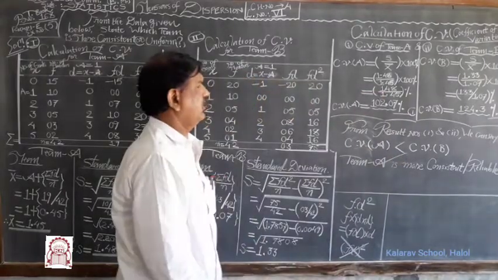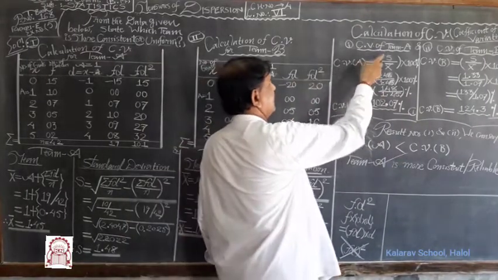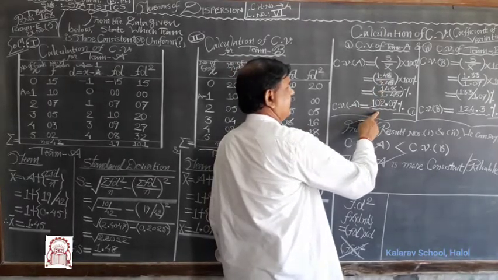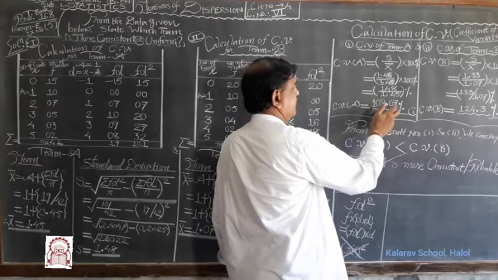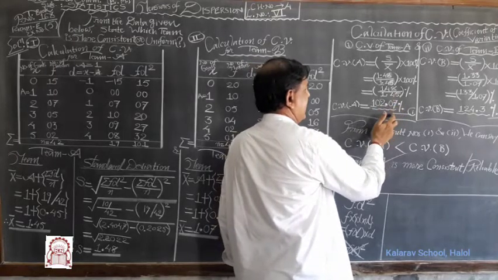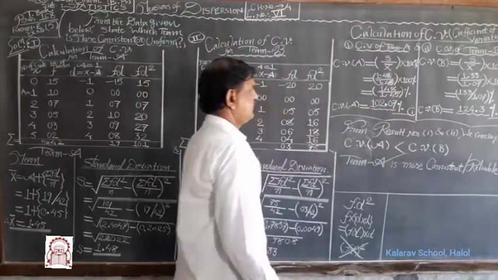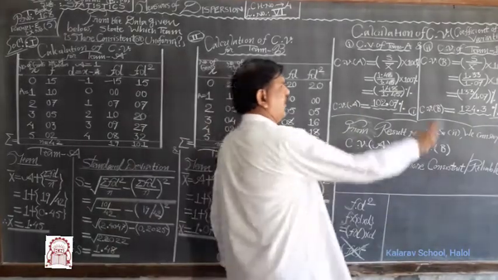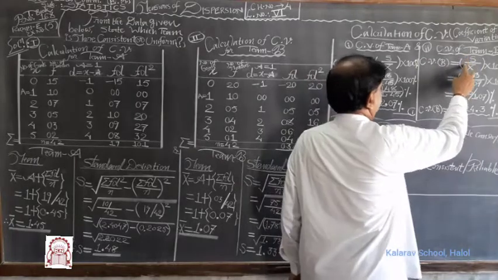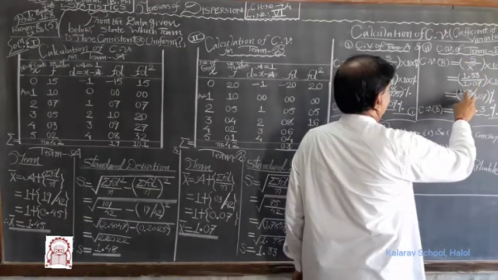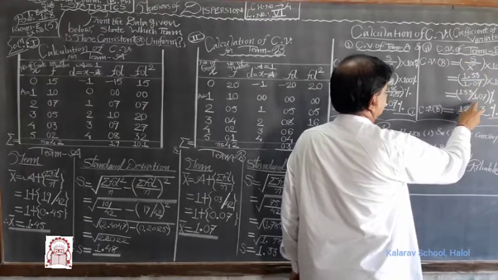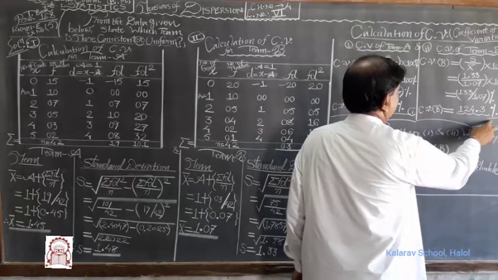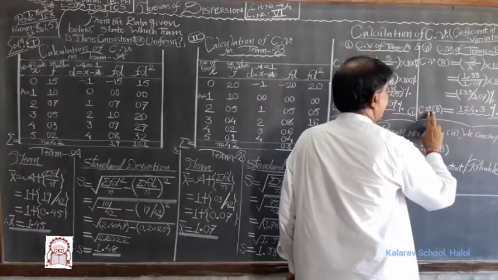Substitute the values for team A: SD is 1.48, arithmetic mean is 1.45. Simplification will give you the answer as 102.07%. Answer number 1, CV for team A. In the same way, CV for team B: S upon X bar into 100 means 1.33 upon 1.07. The answer will be 124.3%. Answer number 2, CV for team B.